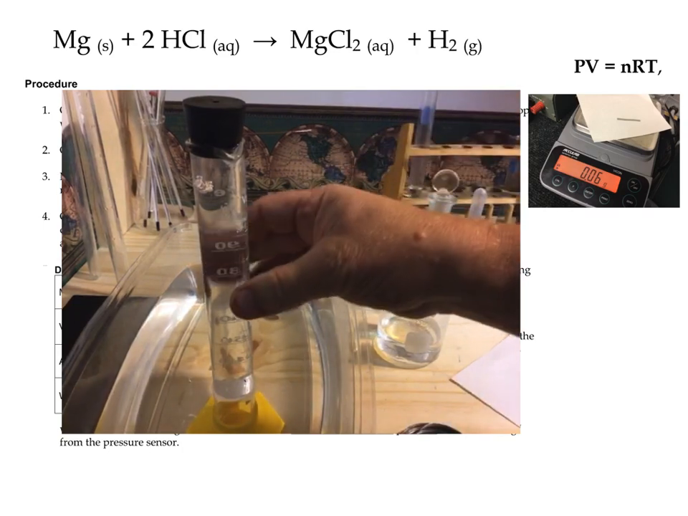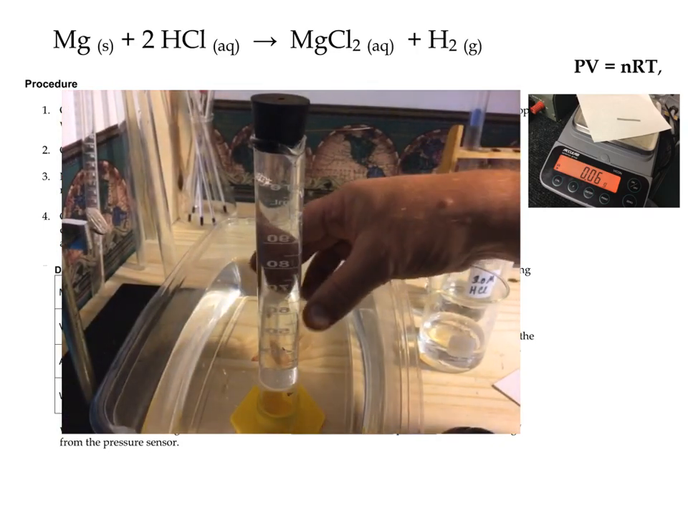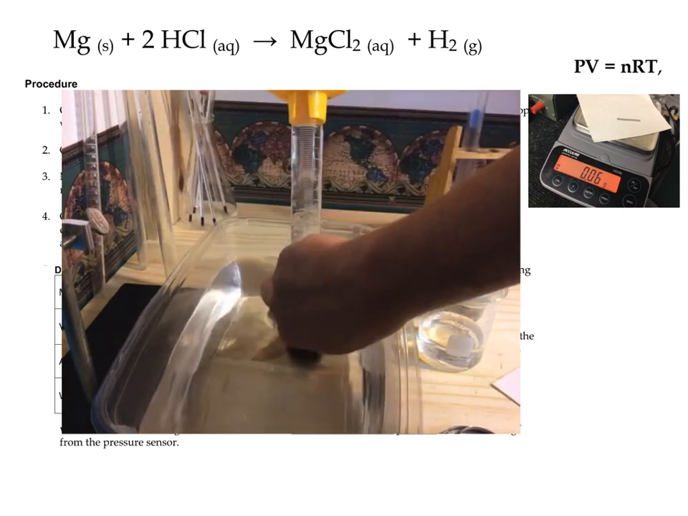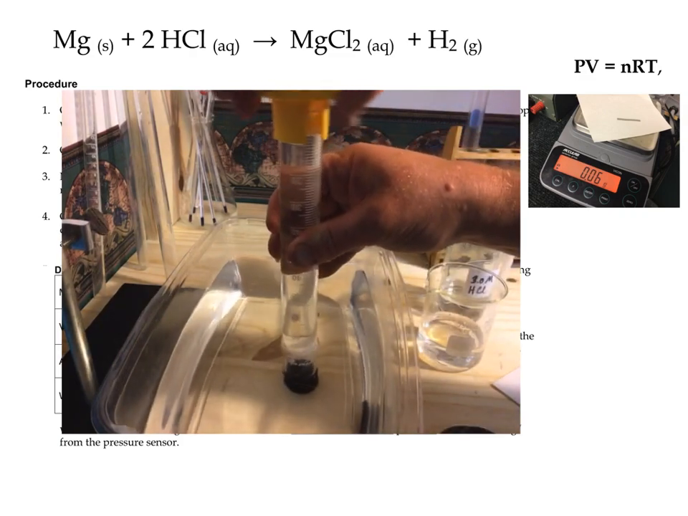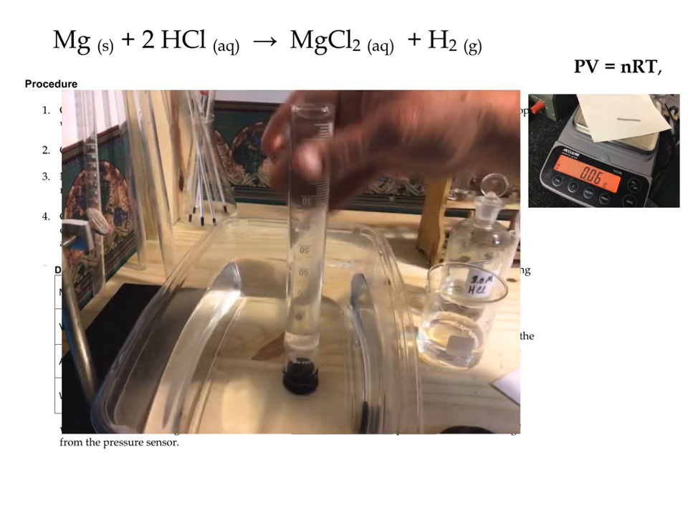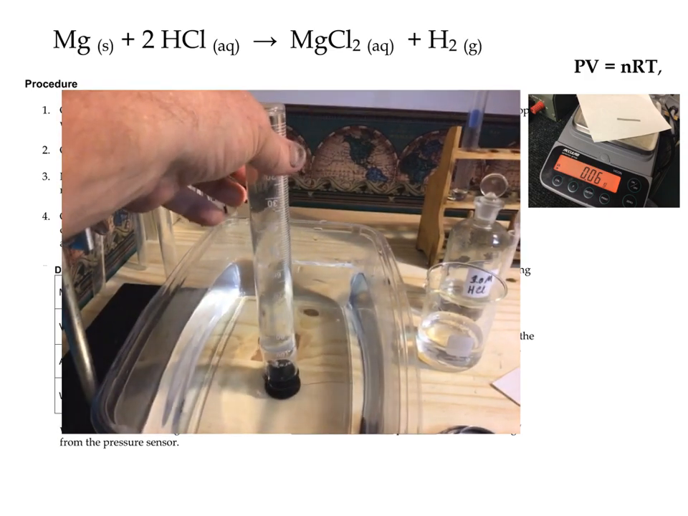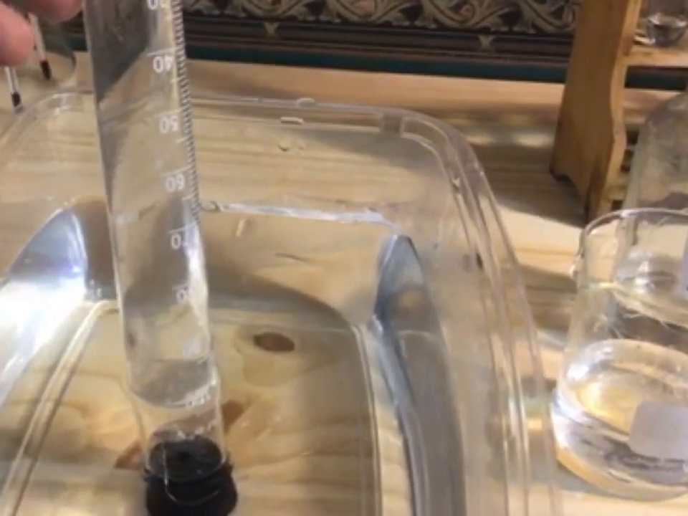Now, what we need to do is get this inverted quickly without spilling too much, and without letting too many air bubbles in. And as the acid starts to roll its way down, we'll start to see the reaction happening.